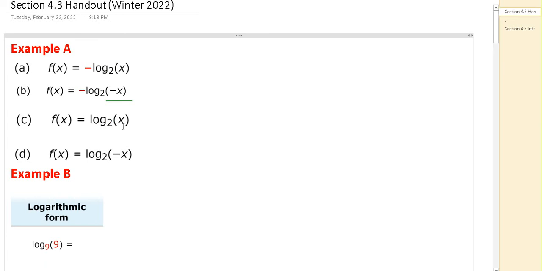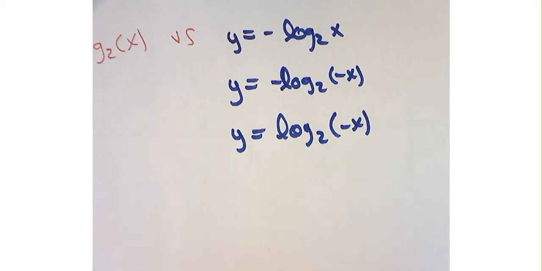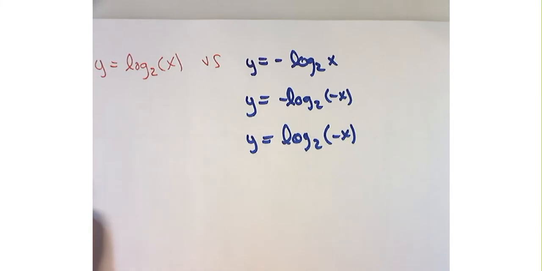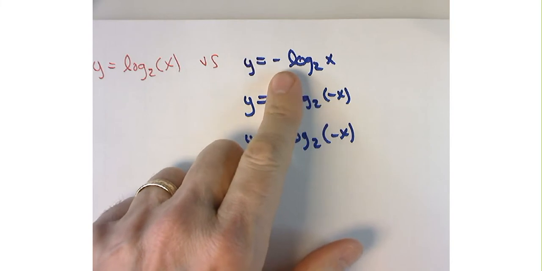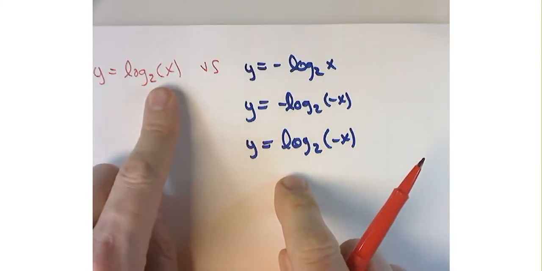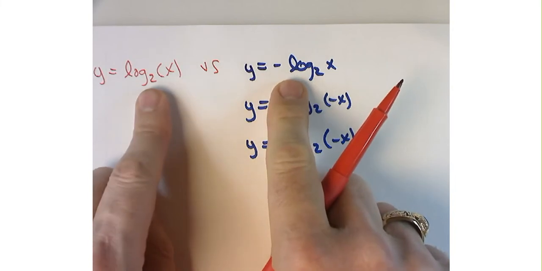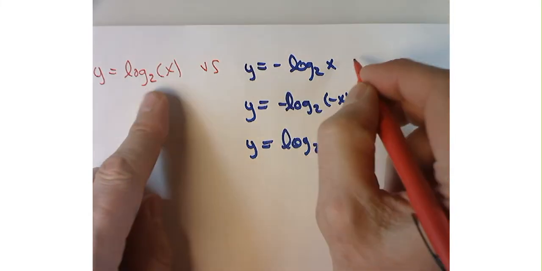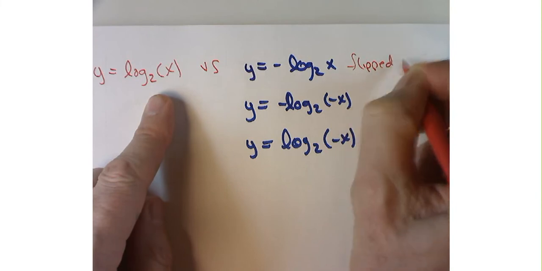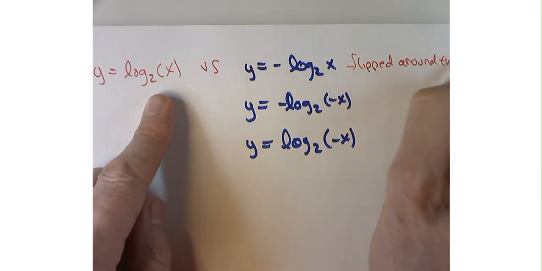So these three here, and let me write it down for you. Let's see if we can predict what kind of flips and shapes we're going to see when we do these different translations. So I'll start with negative log base 2 of x. How is this going to look compared to this one? Is it going to reflect over the x-axis? Yep. So flipped around the x-axis. Excellent.